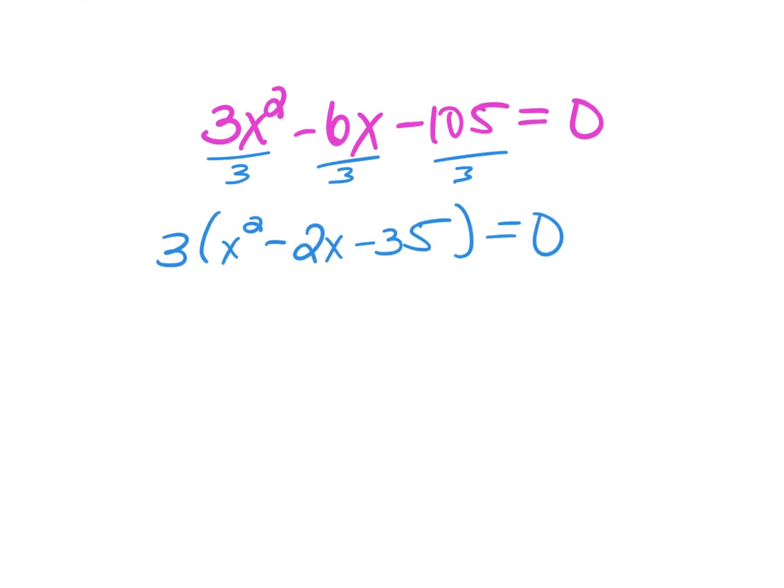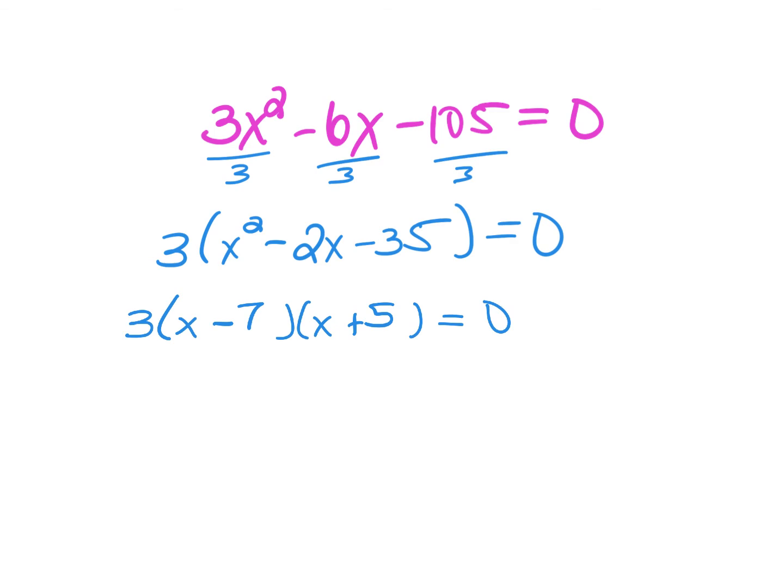Now your factoring is a lot easier. So I have 3 still on the outside. What are the factors of negative 35 that will multiply to give me negative 35, but add to give me negative 2? 5 and 7. What kind of 5, what kind of 7? Negative 7, positive 5. Remember, you want a negative 35 when you multiply. That means one has to be positive, one negative. But you want a negative when you combine. So negative 7 plus 5 will give me negative 2.